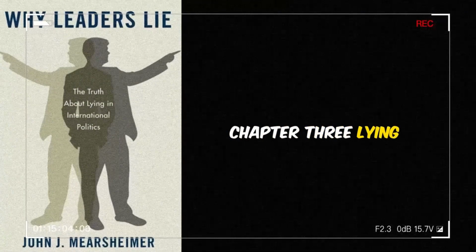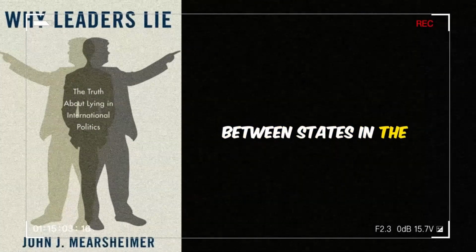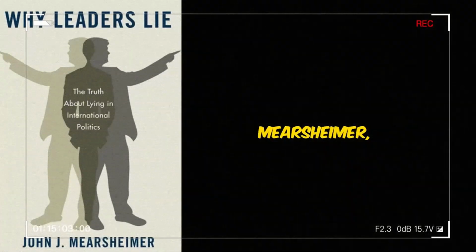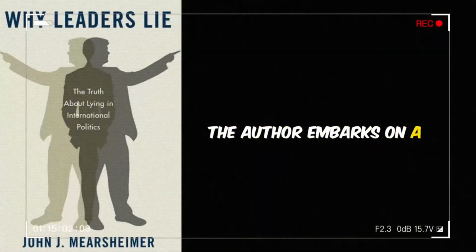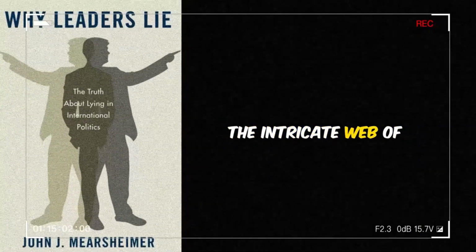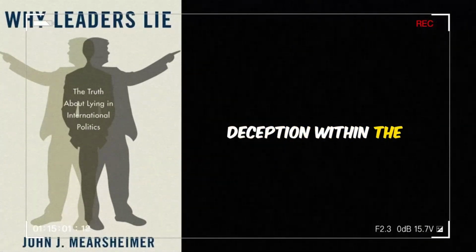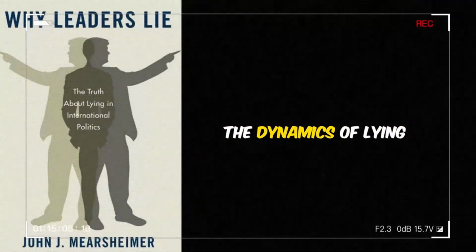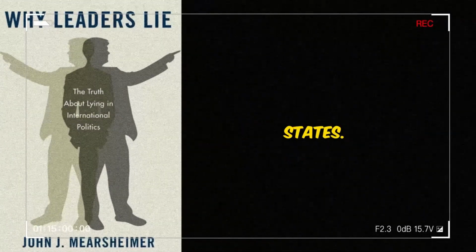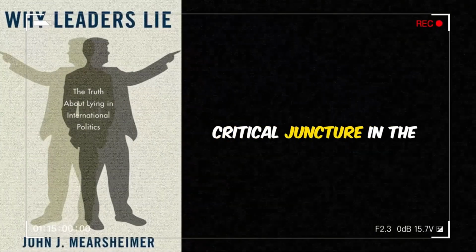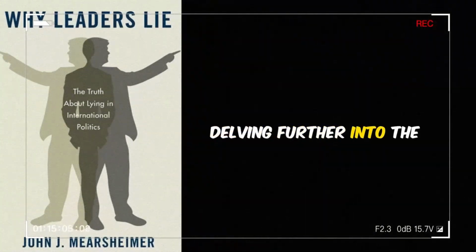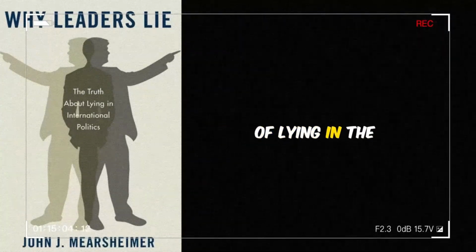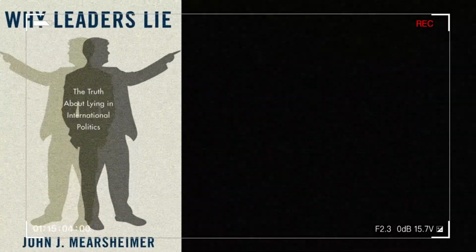Chapter 3. Lying Between States. In the third chapter of Why Leaders Lie by John J. Mearsheimer, the author embarks on a deeper exploration of the intricate web of deception within the realm of international politics, with a specific focus on the dynamics of lying between sovereign states. This chapter serves as a critical juncture in the book, delving further into the motivations, methods, and consequences of lying in the interactions among nations.